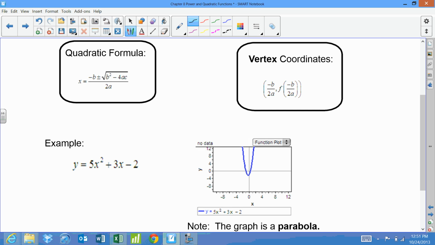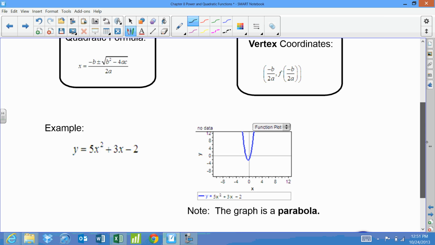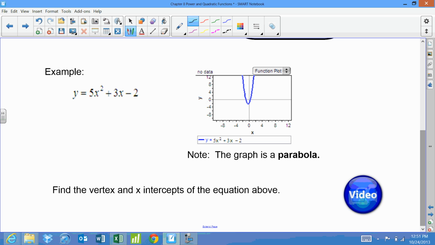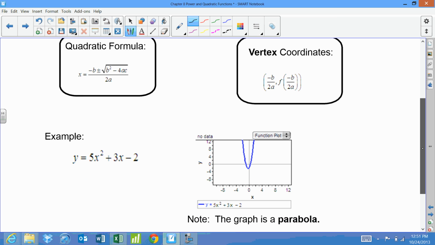Okay, we are going to go ahead and look at the quadratic equation. We're going to use this quadratic equation, y equals 5x squared plus 3x minus 2, to figure out the x-intercepts. Note we are trying to find the vertex, for which I give you the vertex formula, and the x-intercepts. So let's see if we have any x-intercepts here.